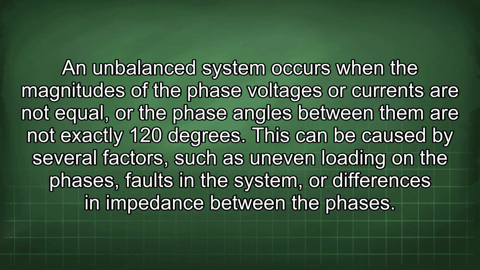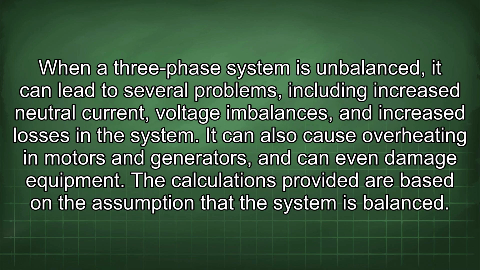An unbalanced system occurs when the magnitudes of the phase voltages or currents are not equal, or the phase angles between them are not exactly 120 degrees. This can be caused by several factors, such as uneven loading on the phases, faults in the system, or differences in impedance between the phases. When a three-phase system is unbalanced, it can lead to several problems, including increased neutral current, voltage imbalances, and increased losses in the system. It can also cause overheating in motors and generators, and can even damage equipment.